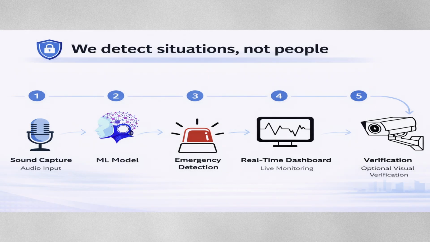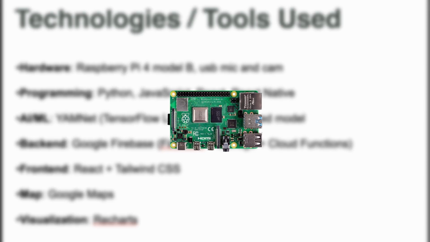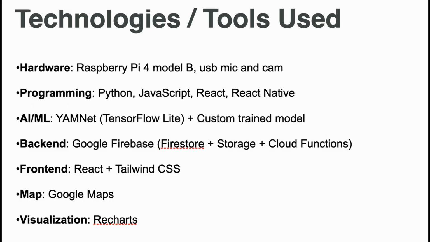When a critical sound is detected, the system immediately sends the event data to the dashboard, along with the recorded video clip and location information. The technology stack that makes this possible includes a Raspberry Pi 4 connected with a microphone and camera, which acts as the edge device responsible for capturing and processing audio in real time.